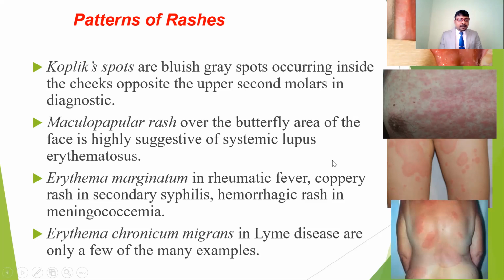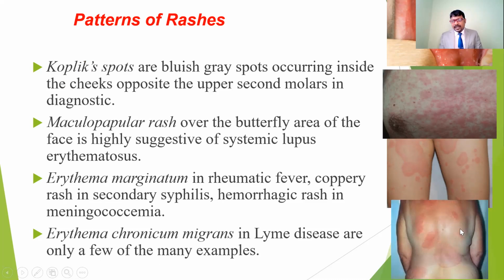The next one is erythema marginatum in rheumatic fever. A coppery rash is commonly seen in secondary syphilis. A hemorrhagic rash is commonly seen in meningococcemia. So if the appearance is like this hemorrhagic one, we commonly see it in meningococcemia. That means different infections produce different types of rash. Erythema chronicum migrans is seen in Lyme disease. These are only a few of the many examples.